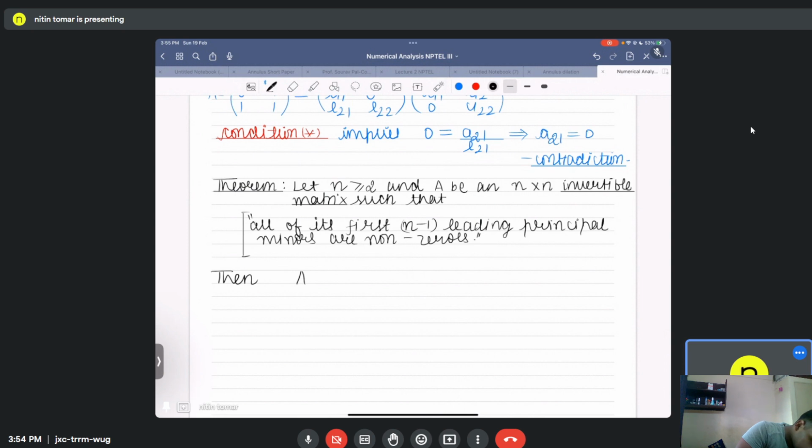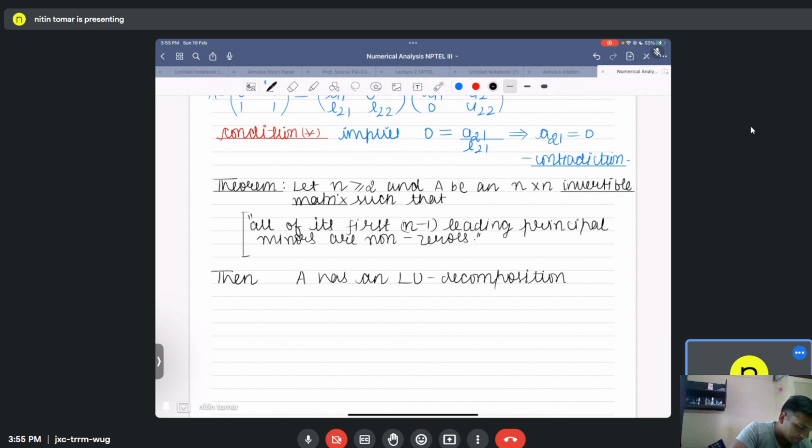Then A has an LU decomposition. You got the shirt, correct? And not only that, with the shirt the shopkeeper was very happy with you and he said, okay, sir, you get one tie also. And what is the tie here?